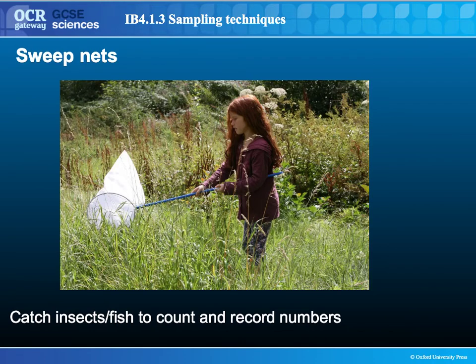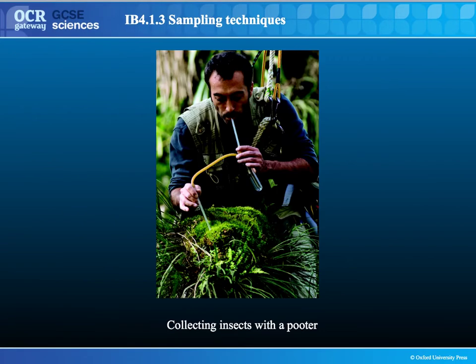Now, sweep nets are another way to be able to take a sample of organisms. Now, it tends to be used for flying insects such as butterflies and moths. We've got the apparatus here, which is a sweep net, which is wafted around long grass, trees, things like that. The insects will collect inside the net, and we will be able to count the number of different organisms found within that net.